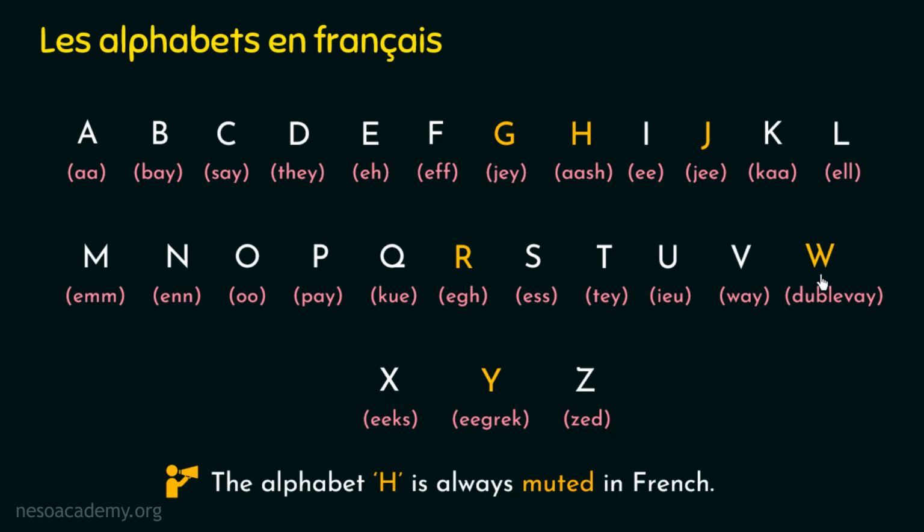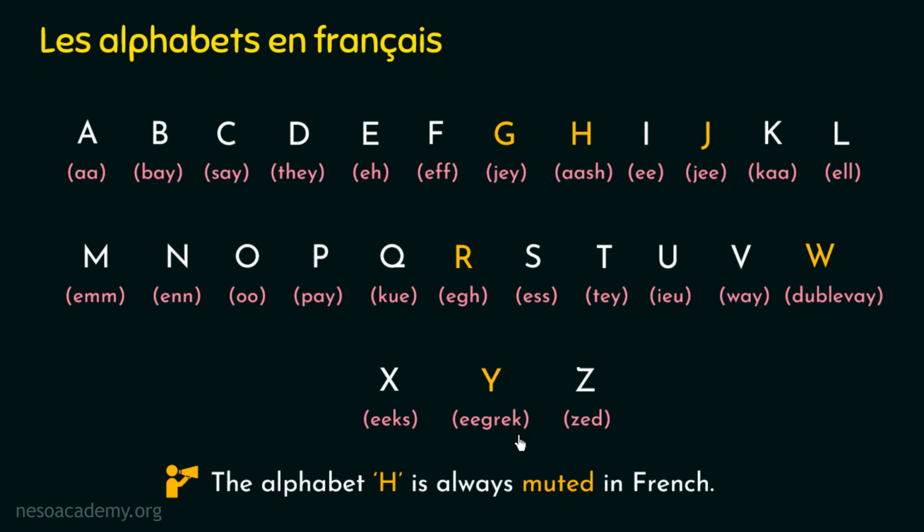So that's all about this alphabet H, and now let's have a look at this alphabet W. In French, it is pronounced as W. W. So the pronunciation of this alphabet seems like a complex word itself, isn't it? And now have a look at this alphabet Y. In French, it is pronounced as Y.